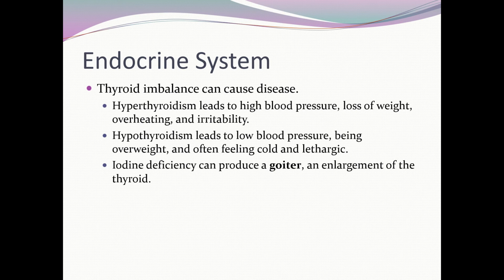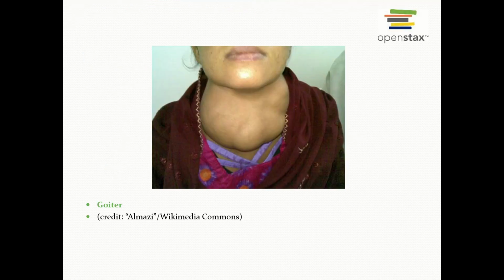It's a positive feedback mechanism in which the thyroid continues to try to make the thyroid hormone, but it cannot because it doesn't have the iodine. And so the enlargement of the thyroid is seen here in this illustration as a goiter.